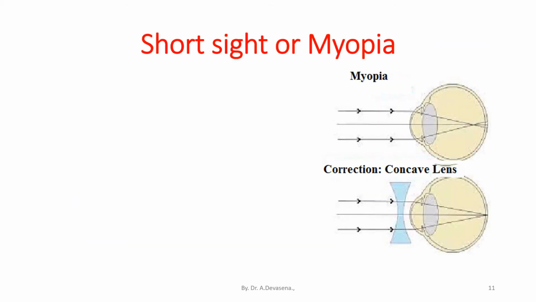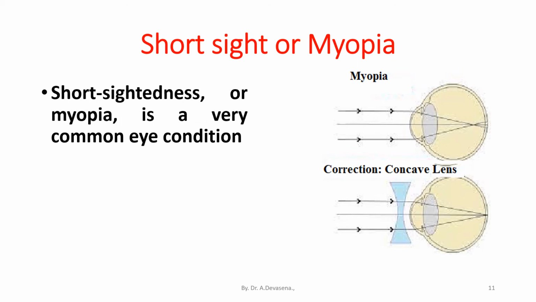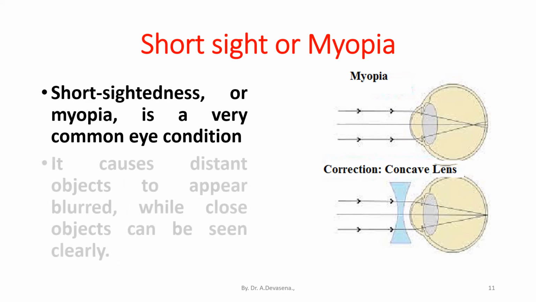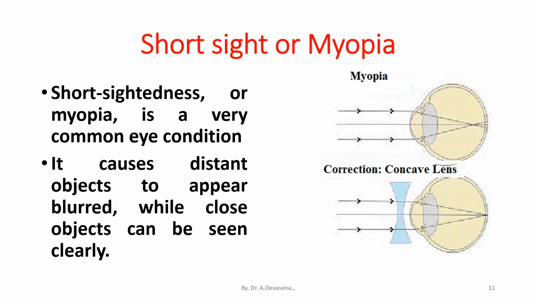Short sight or myopia representation is shown here. Short-sightedness or myopia is a very common eye condition. It causes distant objects to appear blurred, while close objects can be seen clearly. Short sight is corrected with the help of a concave lens, which is indicated in this diagram.